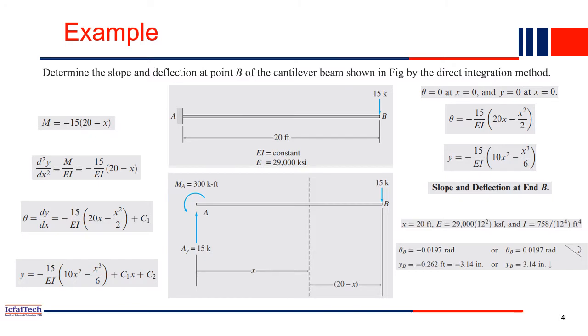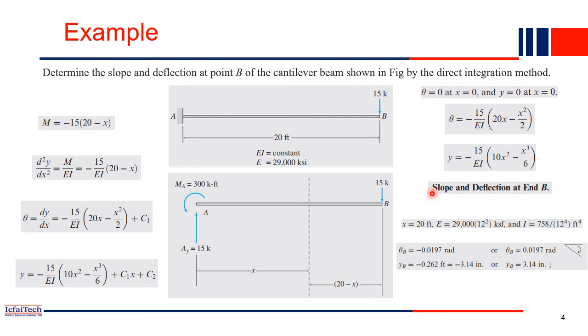So let's solve a quick problem, then the entire concept will be clear to you. This is the example: determine the slope and deflection at point B of the cantilever beam shown in the figure by the direct integration method. This method is called the direct integration method. Sometimes it is also called the double integration method, because we are integrating two times, right?